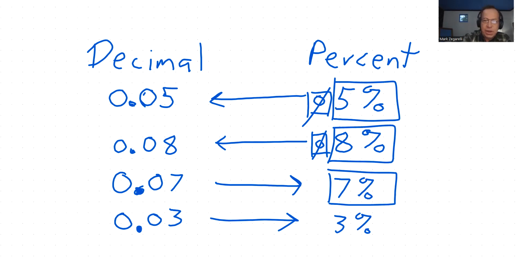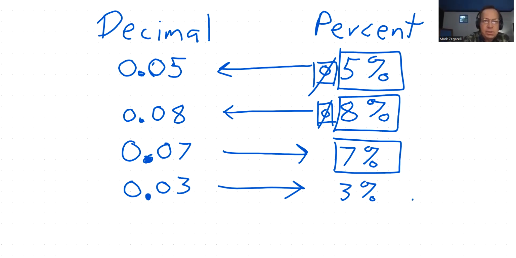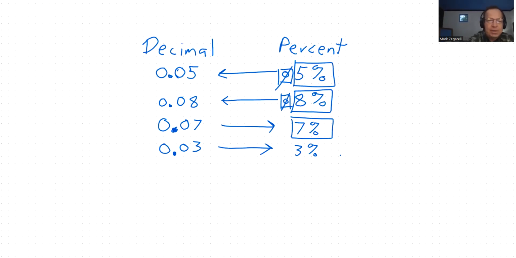But now a couple of questions arise. What happens if we have 0.123? Now we've got a decimal with 3 places. And the way that we write this is, for the first time, we're going to write a percentage that also has a decimal point in it.